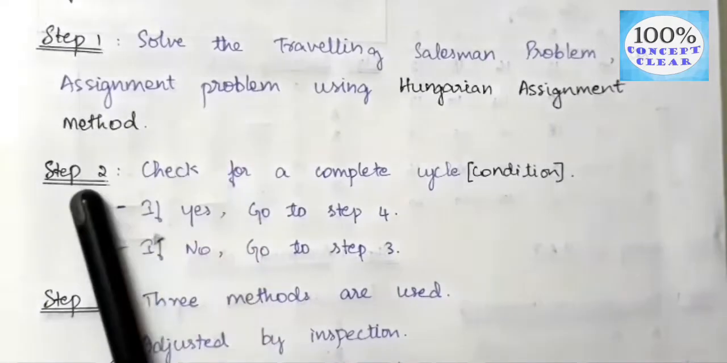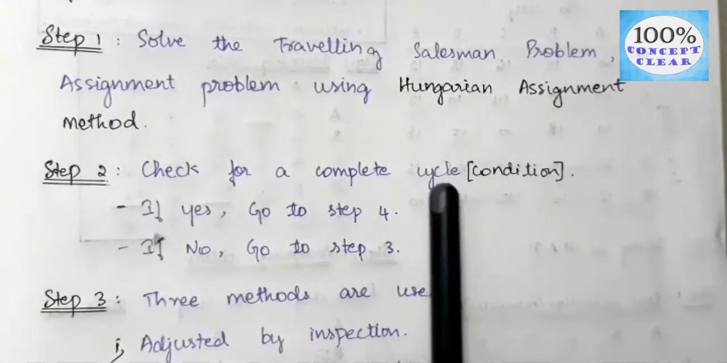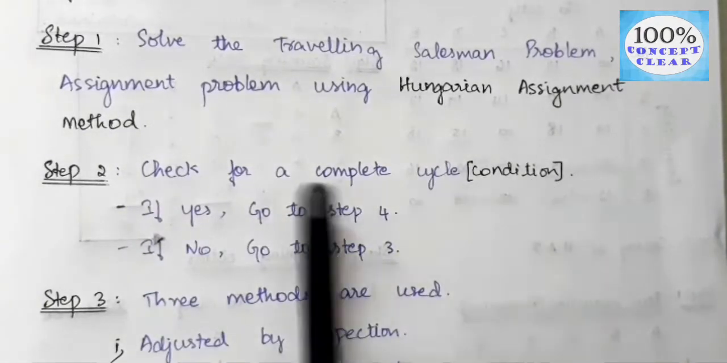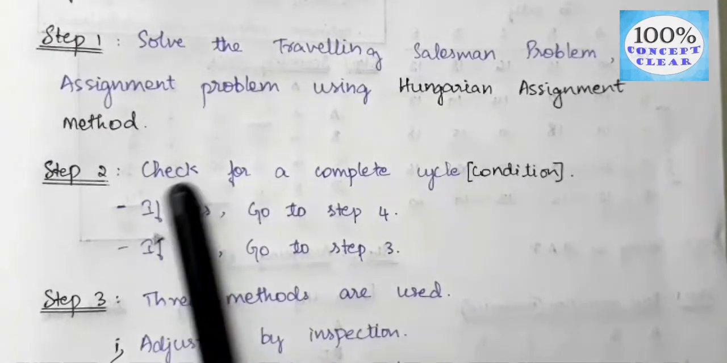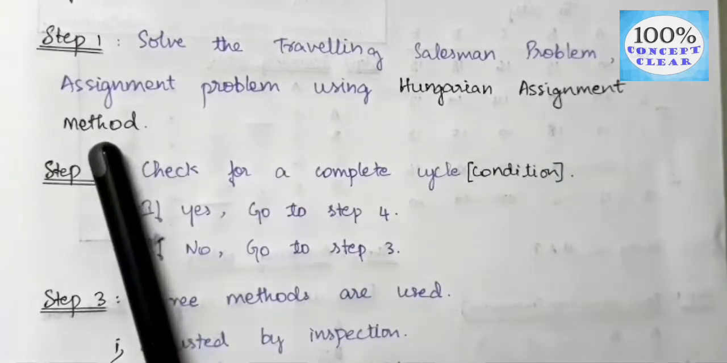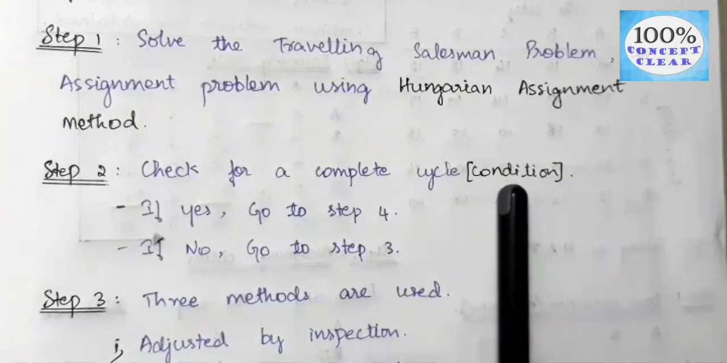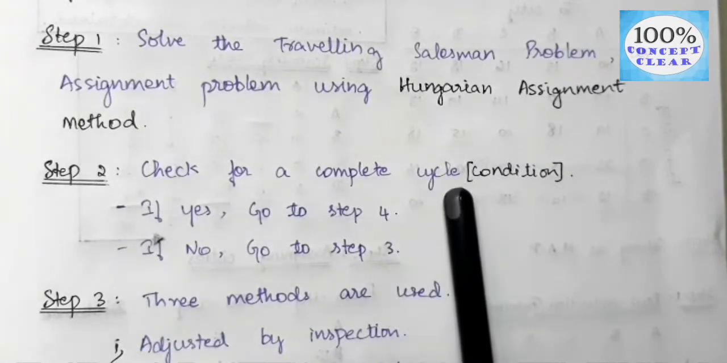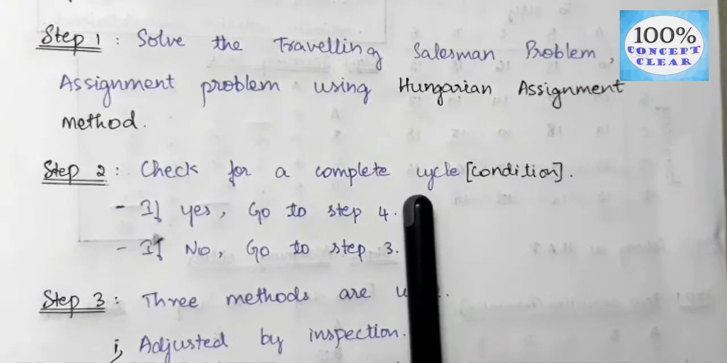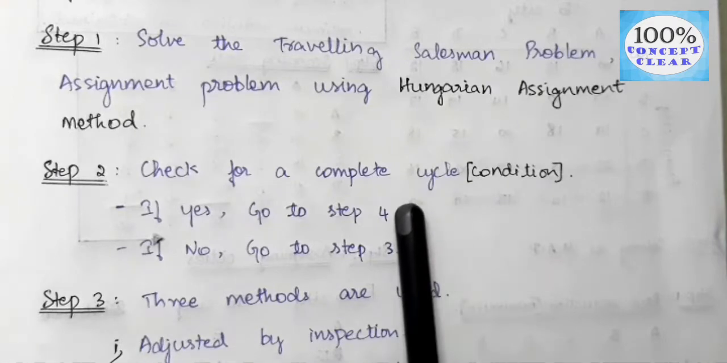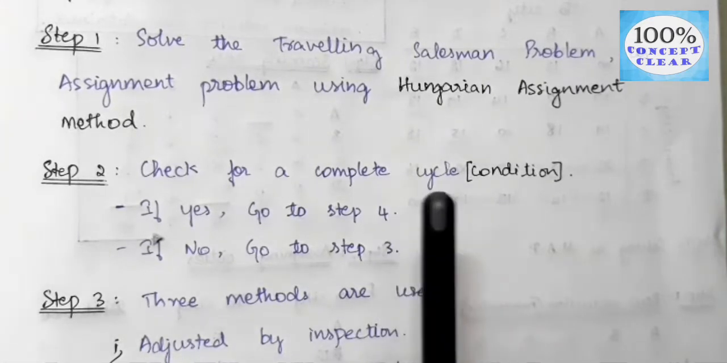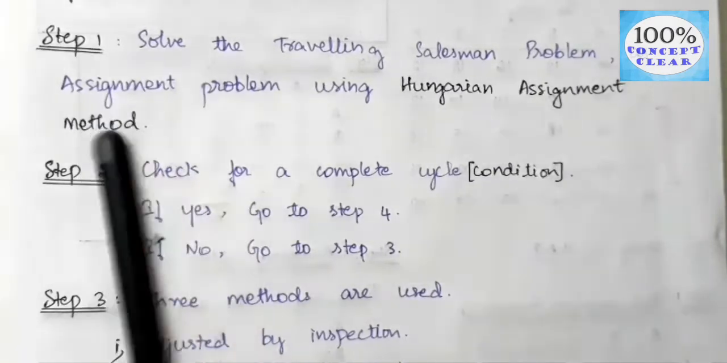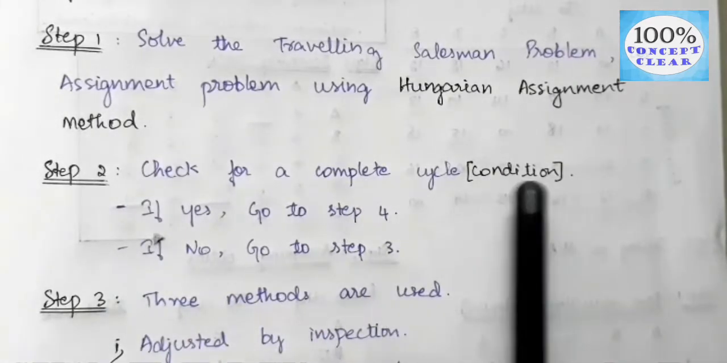Now see the second step: check for a complete cycle. That is the condition. So now we should check whether the Hungarian assignment problem solution satisfies the condition. What is our condition? Our condition is that a salesman should start from one city, visit each city only once, and return to the city where he started. So see whether the Hungarian assignment method solution satisfies this condition.